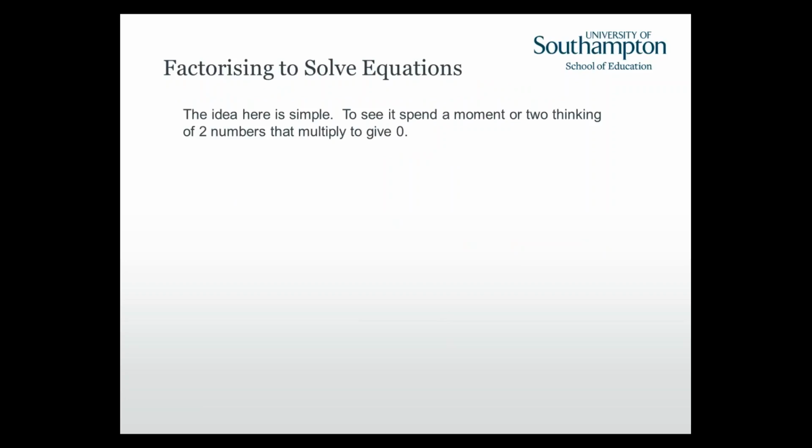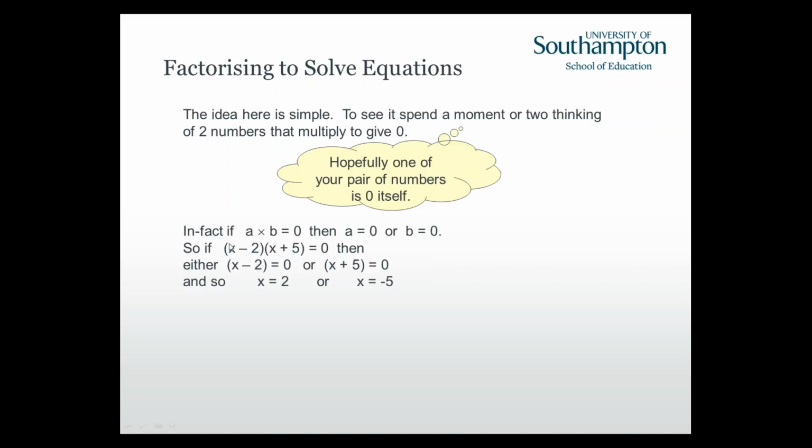So think about two numbers that multiply to give 0. Can you give me two numbers that multiply to give 0? Anything with a 0 and anything else, really. Exactly. So that's the point, basically. Hopefully, as it says, one of your pair of numbers is 0, because otherwise, well, it would be impossible. So anything multiplied by 0 is 0, and it's that fact that we use to solve the equations. So if we've got two things multiplied together and they equal 0, then one of them must be 0.